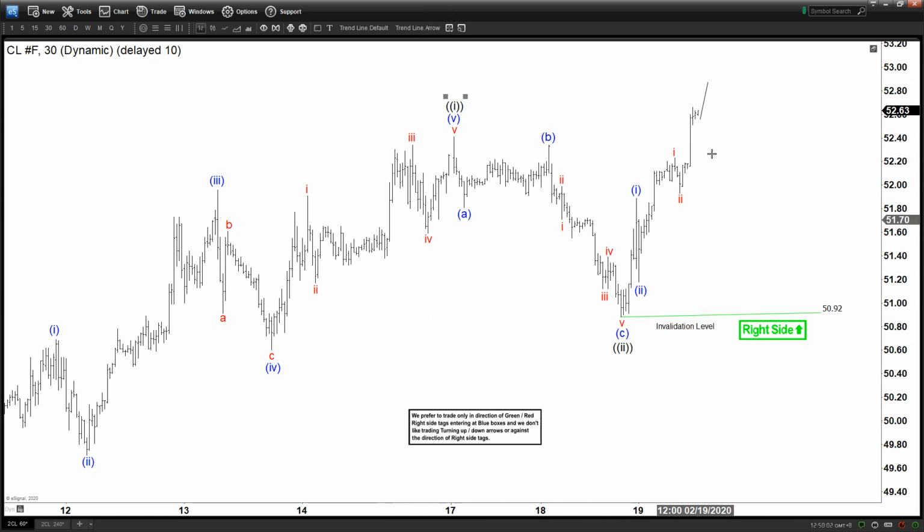So here, the shorter cycle, simply said, as long as the pullback stays above 50.9, we like more upside. The right side is up.